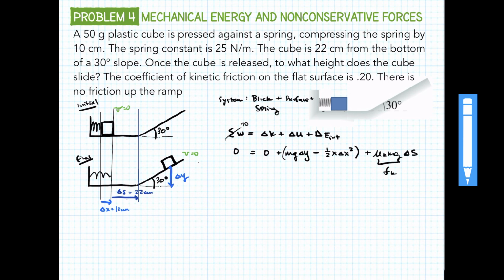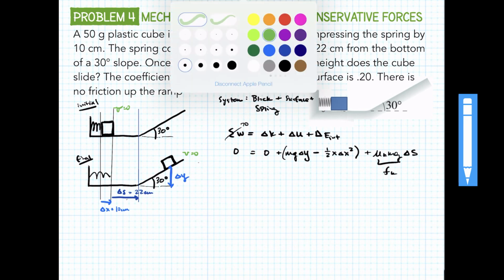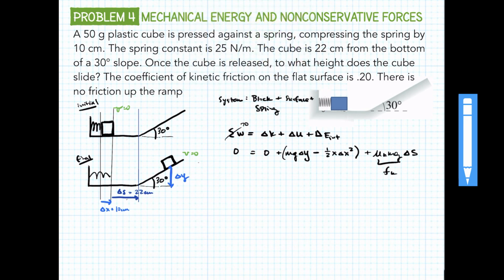So this becomes, what are we looking for? We don't have to worry about this part of the ramp because it doesn't have friction, so it's not included. Only this distance along the flat surface is included. And we want to know the height that it goes to. So we're looking for height. To what height? That means delta y. So we're going to solve for delta y.